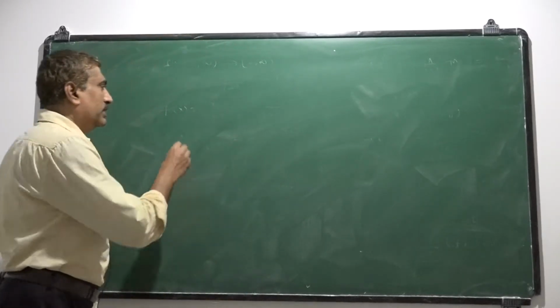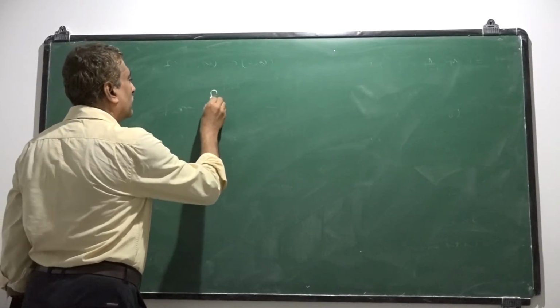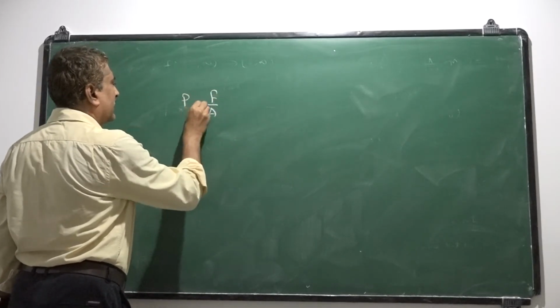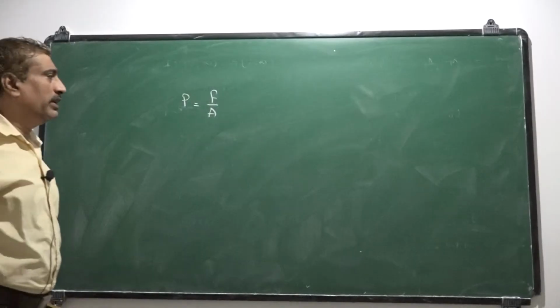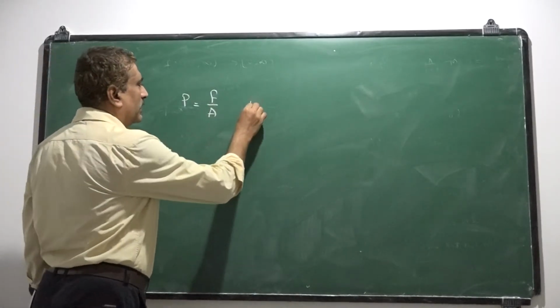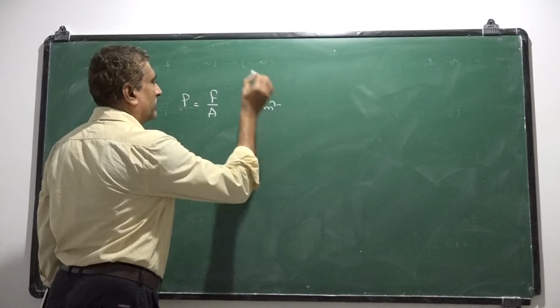What is meant by pressure? Pressure means force acting per unit area. This is called static pressure. Force per unit area, and the units are Newton per meter square.